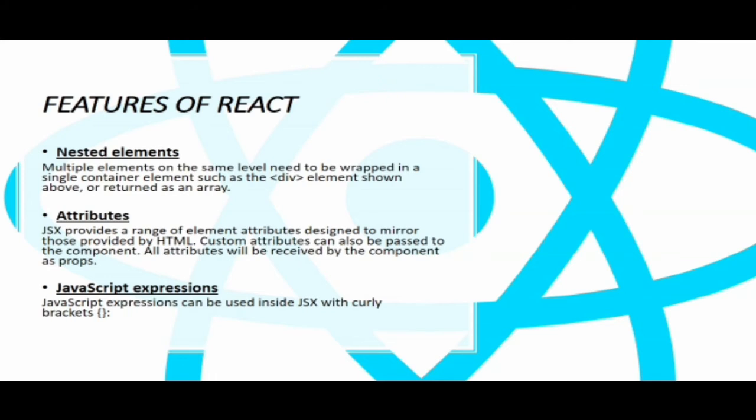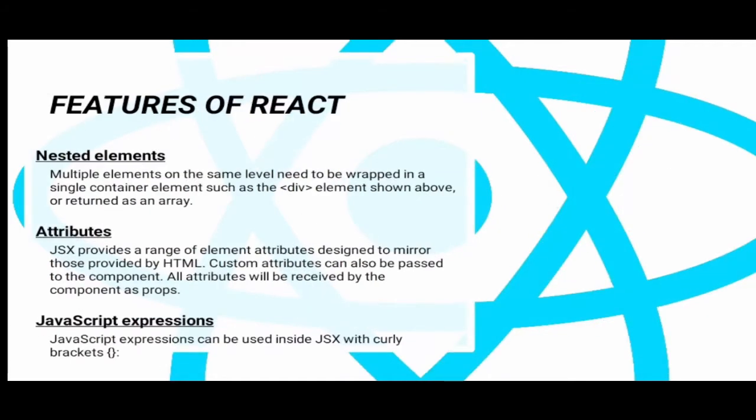Nested elements. Multiple elements on the same level need to be wrapped in a single container element such as the div element shown above or returned as an array. Attributes. JSX provides a range of element attributes designed to mirror those provided by HTML. Custom attributes can also be passed to the component. All attributes will be received by the component as props.